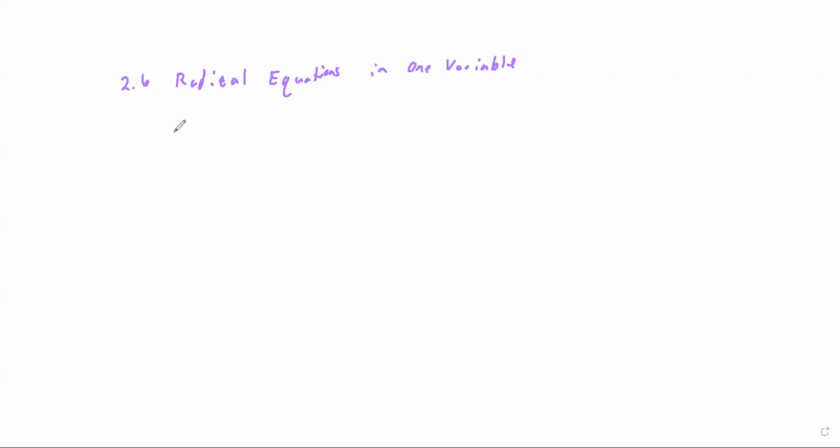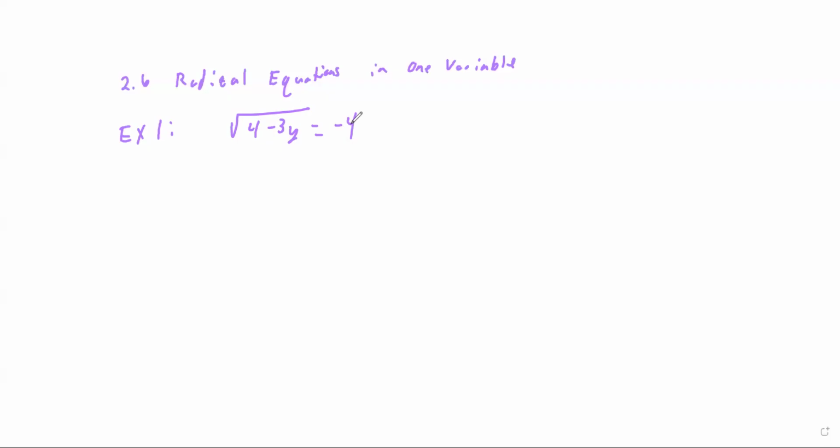All right, so we're going to be in 2.6 again, radical equations in one variable. I do have one example that I want to do that's not in the book. We'll call this example 1. It is the square root of 4 minus 3y equals -4. I just couldn't find one this easy in the book, but I want to make sure you had an easy problem to look at as well.